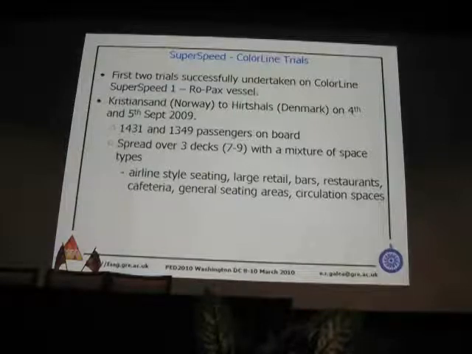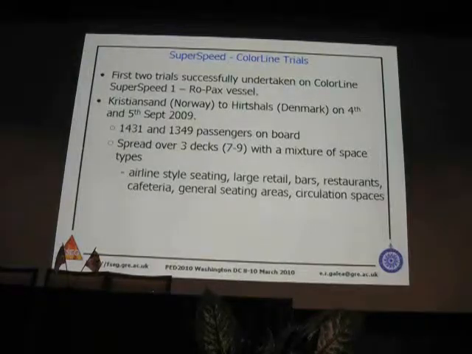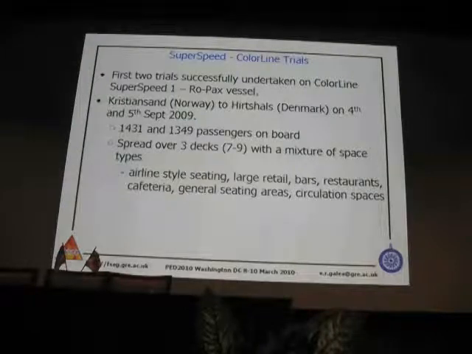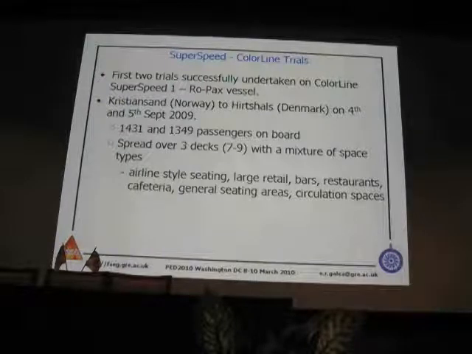ship, Superspeed 1, a RoPax passenger vessel. The ship was sailing between Norway and Denmark, and we undertook 2 evacuations on 2 separate days with 2 separate groups of passengers. On the first day, the first trial involved 1,431 passengers, and the second trial involved 1,349 passengers. Now, what I'm going to be talking about in this presentation is some of the, I think, unique methods we've used to collect the data sets to do the analysis.